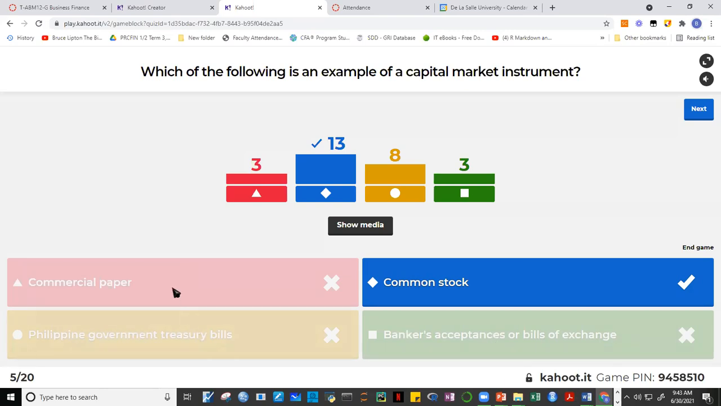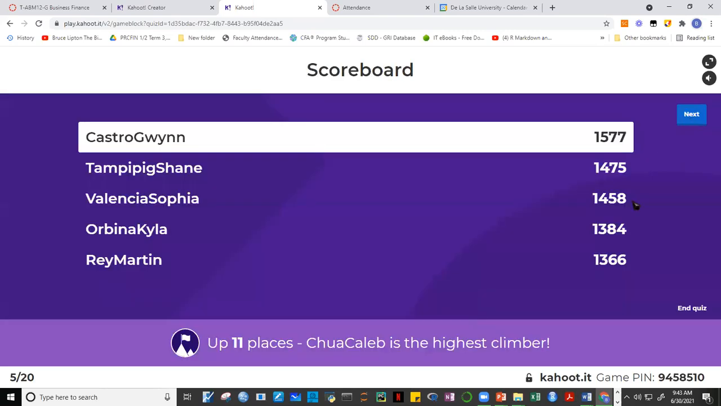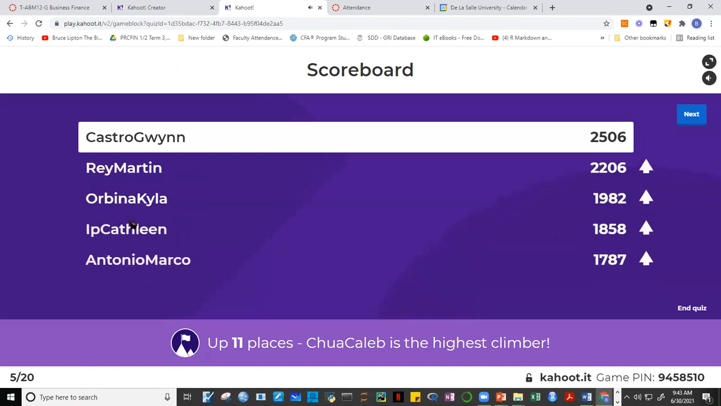So, lahat ng tatlong to guys, these are traded in the money market. Only common stock is traded in the stock market, and the stock market guys is called a capital market. Okay? So, I hope sa quiz na to guys, nagiging clear sa atin. Lesson na kasi natin to. So, we're doing this in the form of a quiz. Okay? So, si Gwyn yung number 1 natin. Okay? Next.